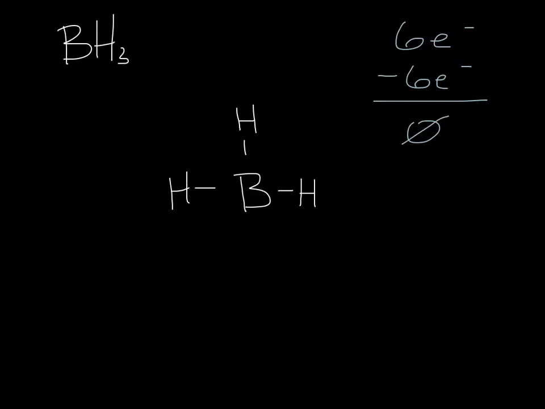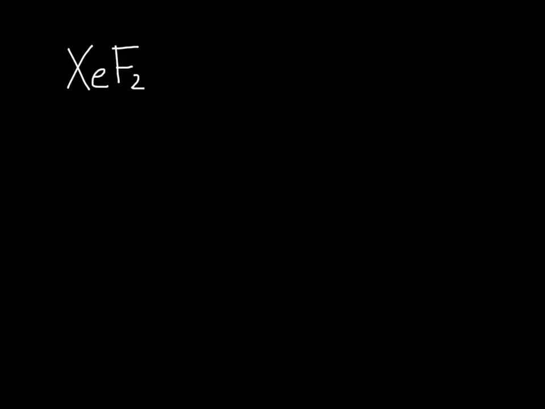But wait a minute. Boron here only has 2, 4, 6 valence electrons. That doesn't satisfy the octet rule. But wait, I remember now. One of the exceptions to the octet rule, called the incomplete octet, was boron. Boron only needs 6 valence electrons, which it's got right here. So what do you know? That one's done.